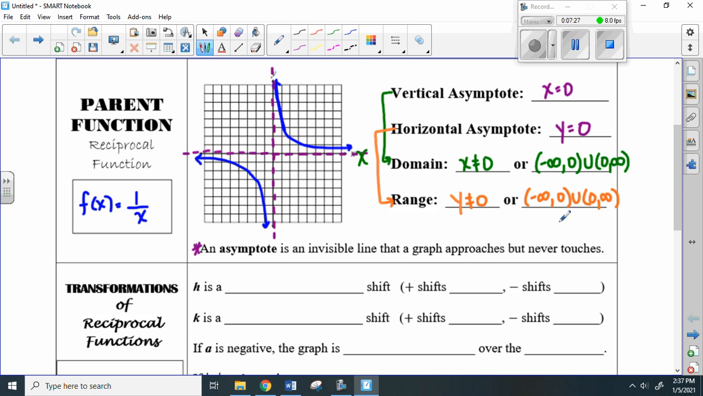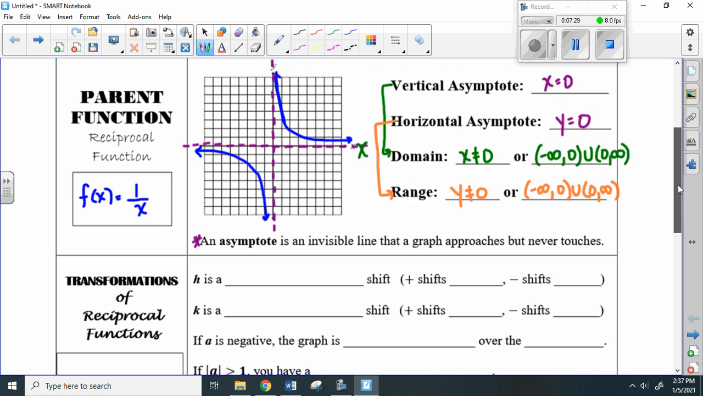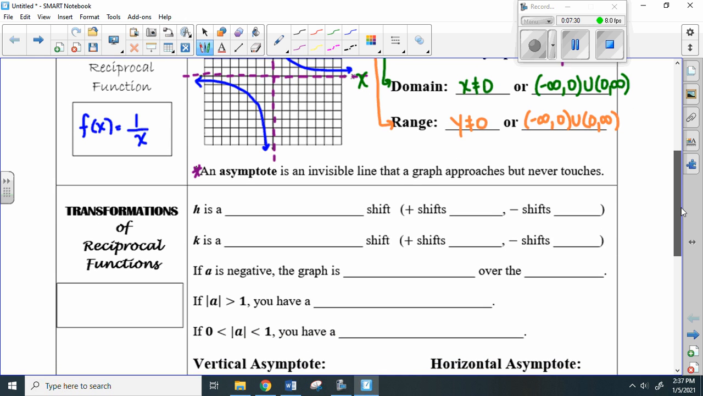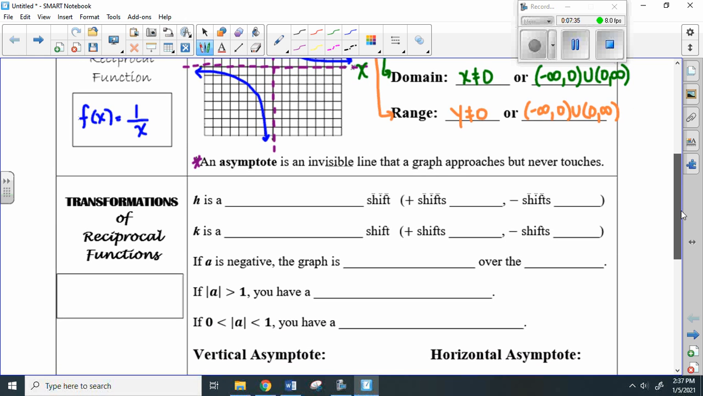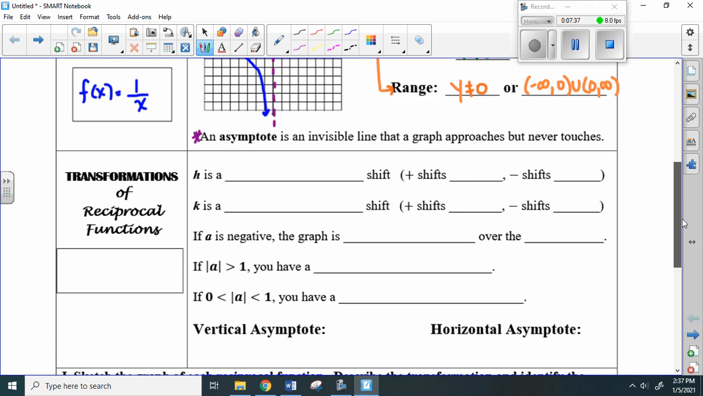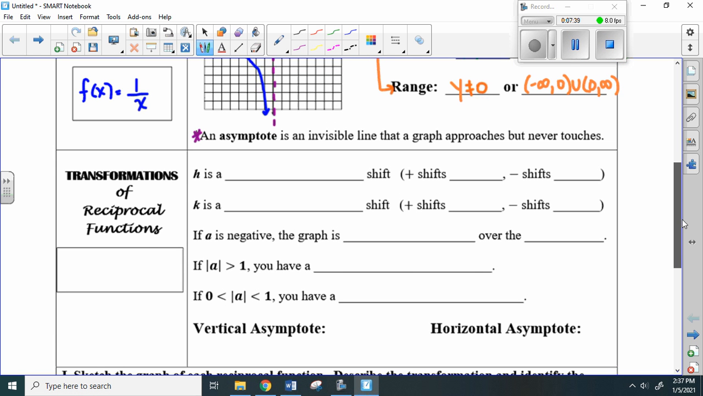All right, now what can you do with the parent function? Well, you can use it to help you find transformations. Remember us doing transformations before, where you look at something to see if it shifts up, down, left, right? You can do transformations based on the reciprocal function. So here is how it compares to the reciprocal function.